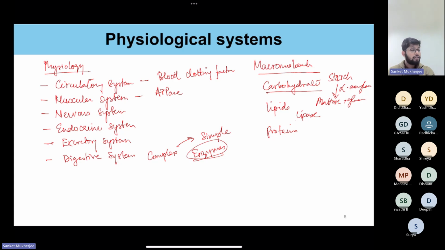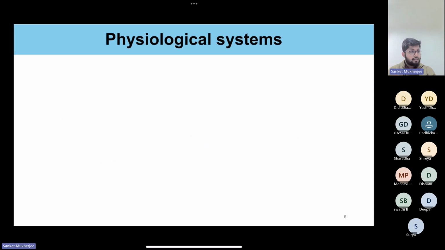Okay, I hope not. After that, we have proteins. For that, we have, let's say, pepsin, or in a broad class, we can say proteases, which break down proteins into their characteristic amino acids. Now, this is all about it.